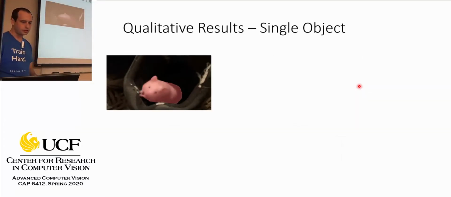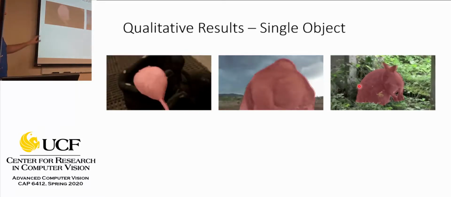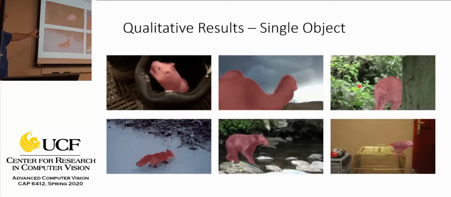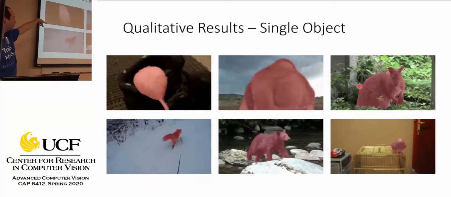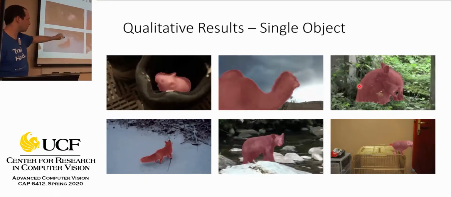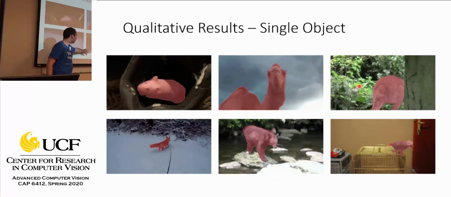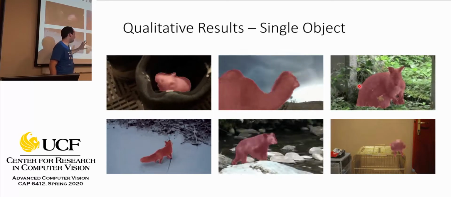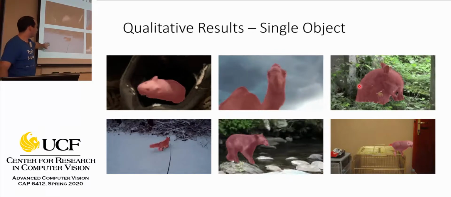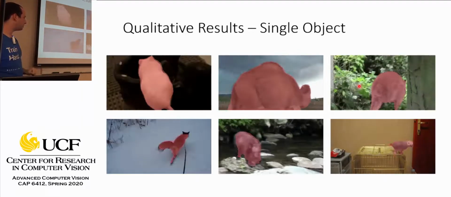So here are some nice qualitative results. These are all examples with just a single object of interest. As you can see, the boundaries around the object are rather good. So our network is able to segment these quite well. If you look at this example here, there's a lot of camera motion, but the object is still not lost. And in this example here, the fox moves rather quickly, and still our network is able to segment that quite well.